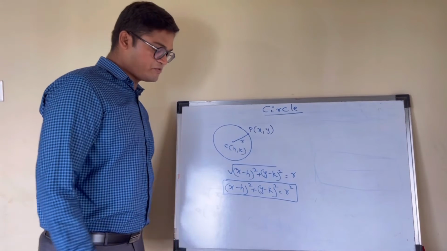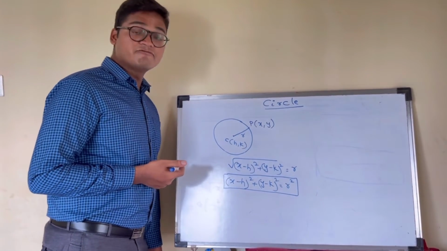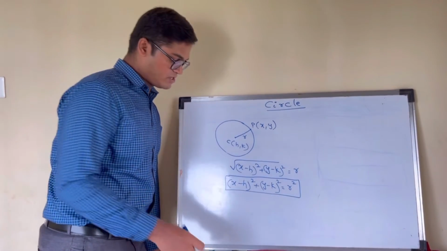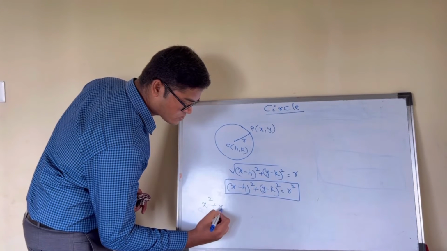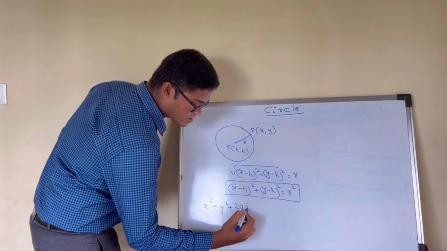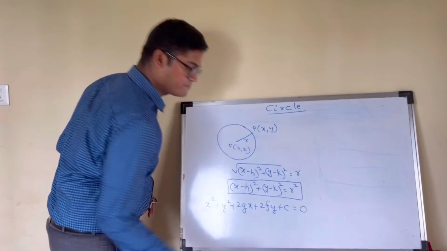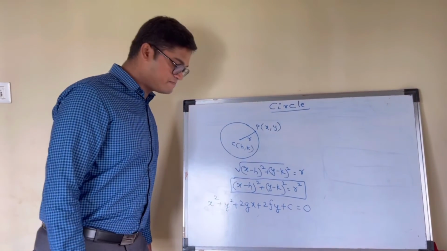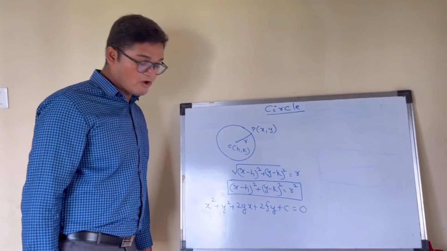Generally, every time you won't be given the standard equation in this way. They will give a general format of a second degree equation. For example, they will give you x square plus y square plus 2gx plus 2fy plus c equal to 0. Now they will ask what is the center of this circle, and what is the radius of the circle. So how do you do this?